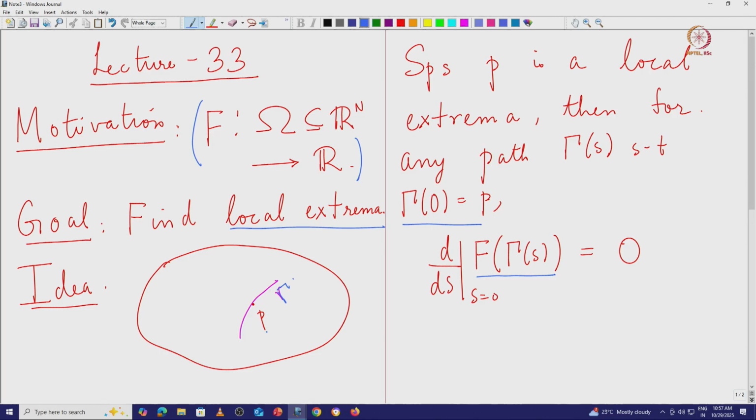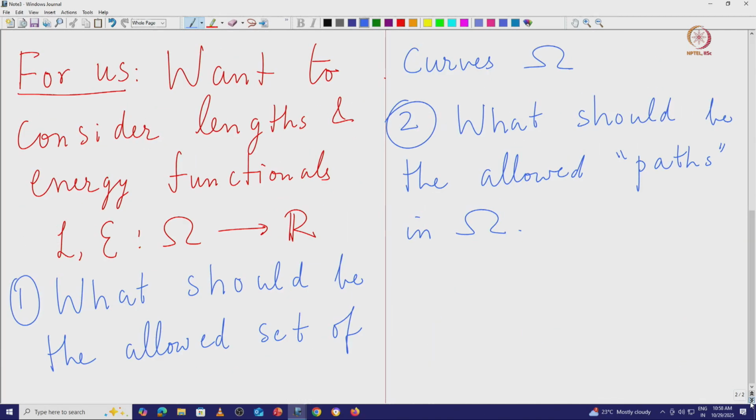Otherwise, suppose you are at a local minimum, and the derivative is non-zero, let us say positive. Then you can move in the direction which is the negative of the tangent direction of gamma to further reduce the value of f. So if f is a local minimum, the derivative has to be 0. In fact, this, if you remember, is equivalent to the statement that the gradient of f at p is 0.